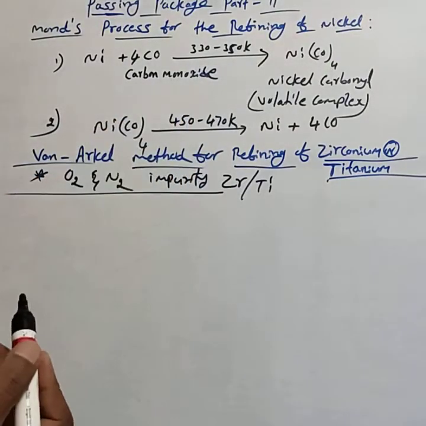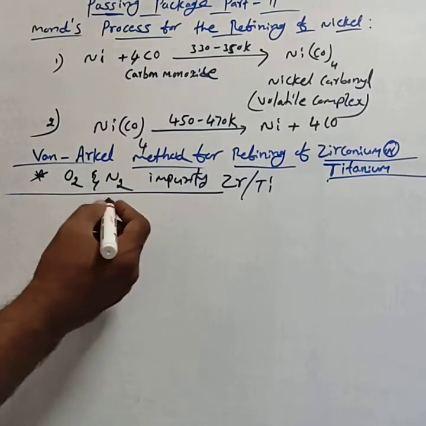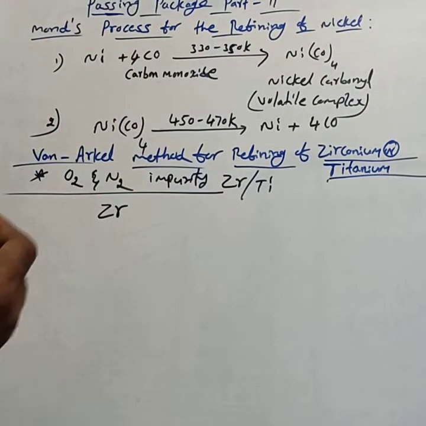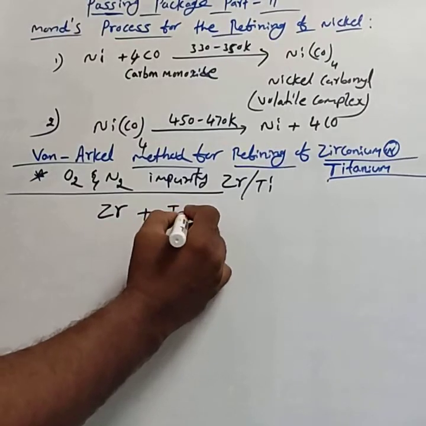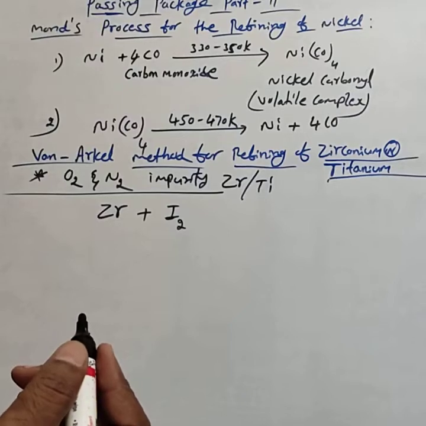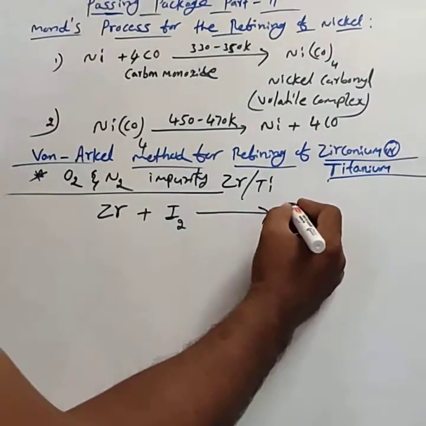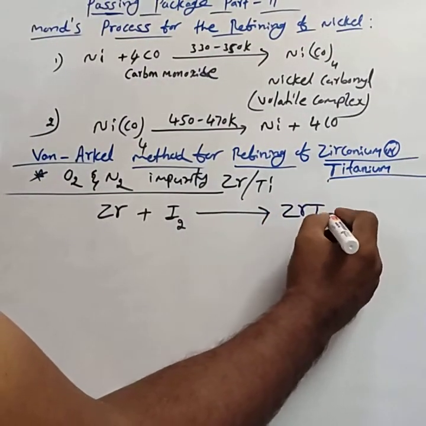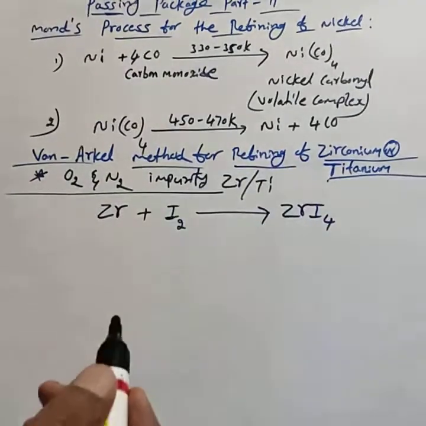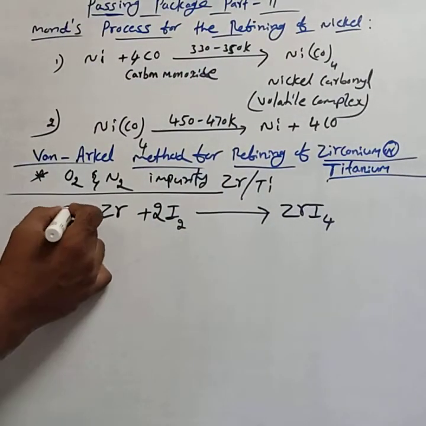To remove these impurities, the crude metal is heated in the atmosphere of iodine. In our syllabus, they have given Zr. The crude zirconium metal is heated in an evacuated vessel with iodine and forms a volatile complex of zirconium tetraiodide, ZrI4. This is called zirconium tetraiodide. This is the first step.